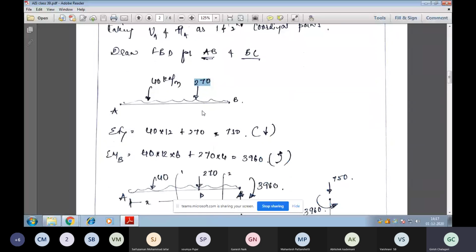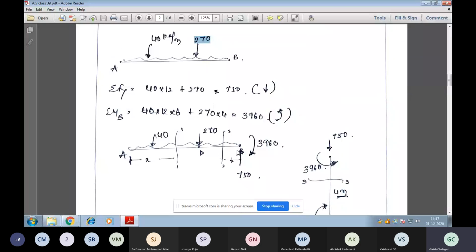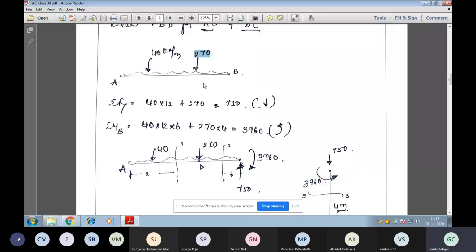So to counteract this, to make this beam stable, the load of 750 kilonewton should act upward at the B joint. If you apply 750 at the B joint in the upward direction, then the beam becomes stable. There is no chance of failure of the beam.